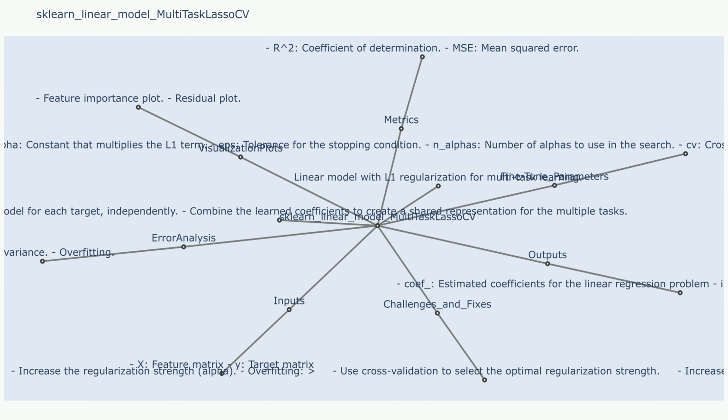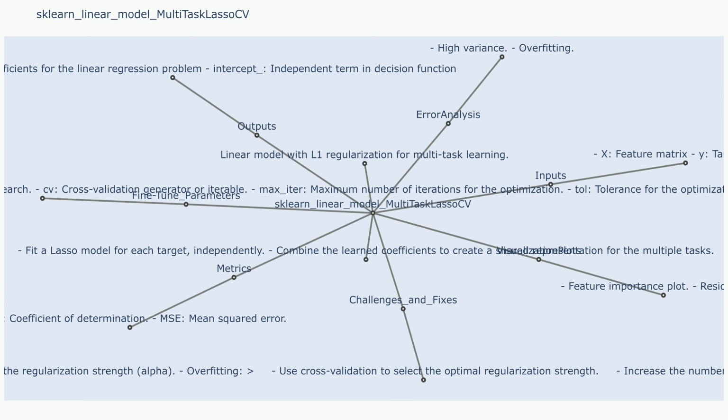Challenge 3: Multicollinearity. The model might have unstable coefficients if there is high correlation between features. Sample use case: A model trained with highly correlated features might have different coefficients for each fold of the cross-validation.